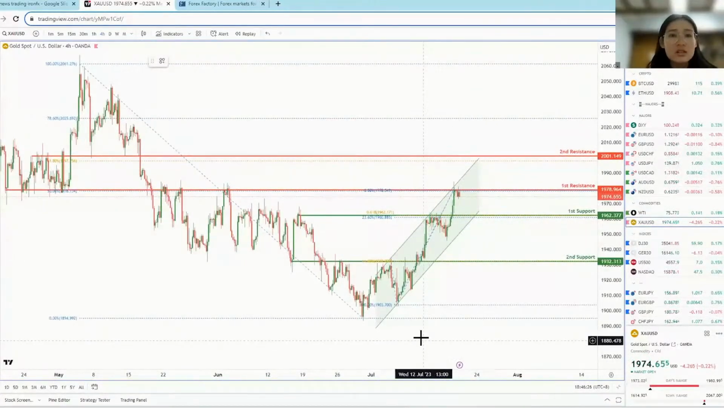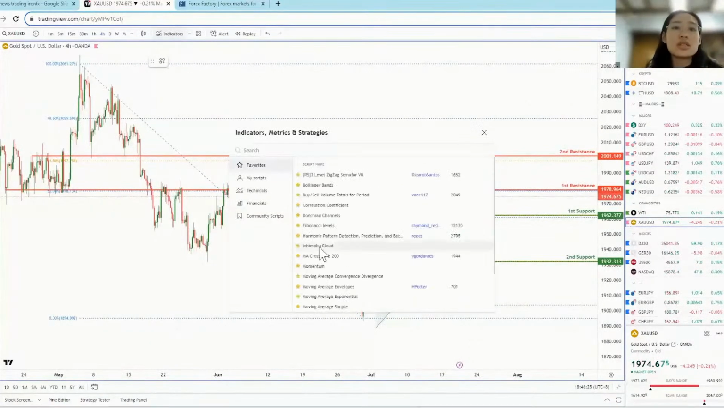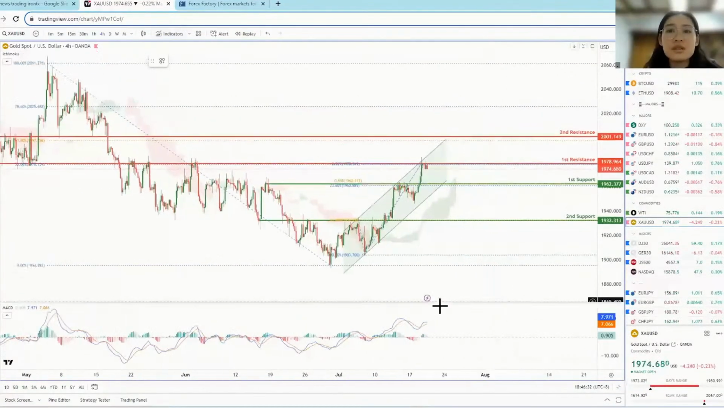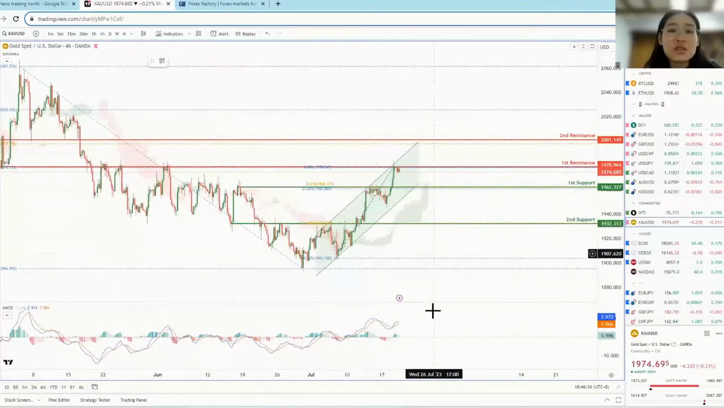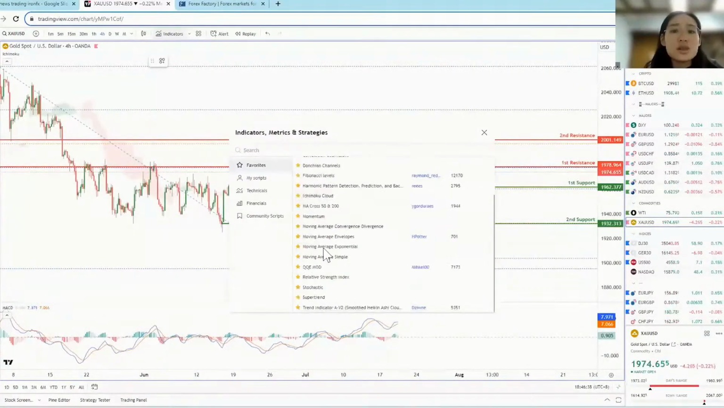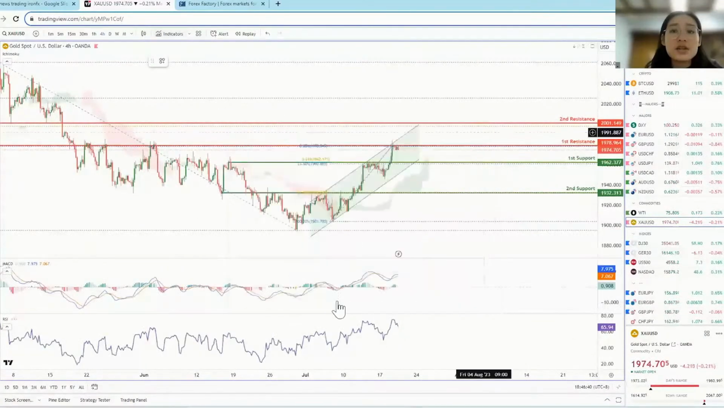Okay. Now let's go in with our indicators. Price is moving above the Ichimoku cloud, giving us a bullish signal. MACD as well. Maybe RSI.